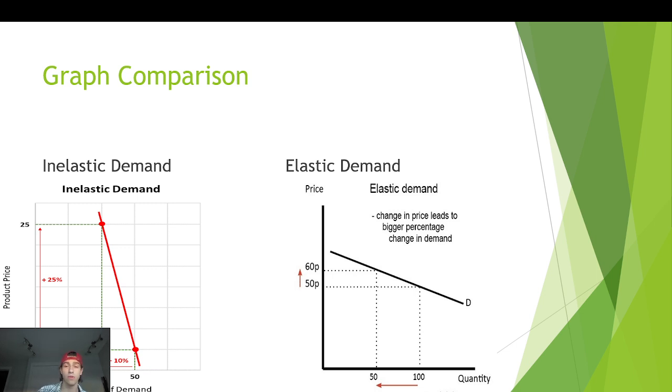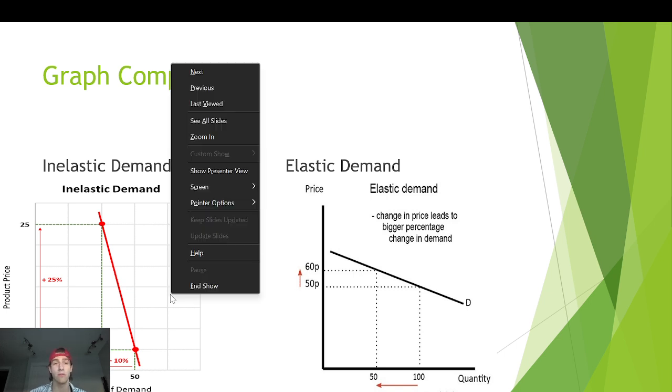So here are two graphs to show the two different ones. On the right, the elastic demand. On the left, inelastic demand. You can see how the graph is either more flat or more vertical depending on whether it's inelastic or elastic.